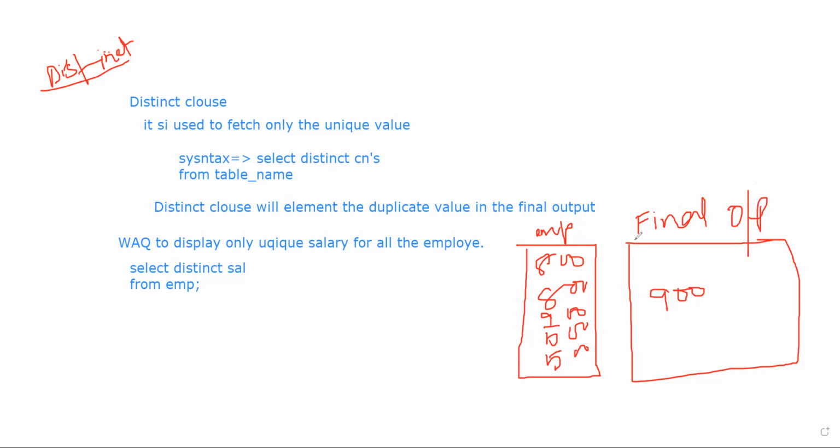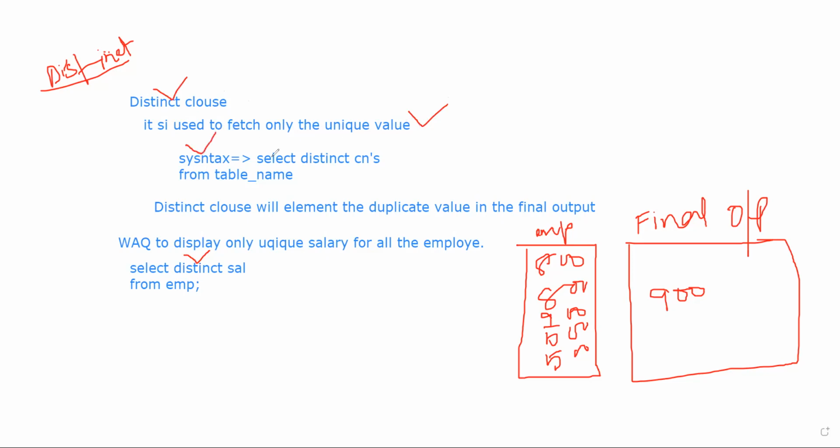I have a doubt, sir. Yes, tell me. So why is this unique? How can we say that 900 is unique? Okay, that's why we're using the distinct clause. Understand the definition, guys. This is the distinct clause, right? It is used to fetch only unique value.